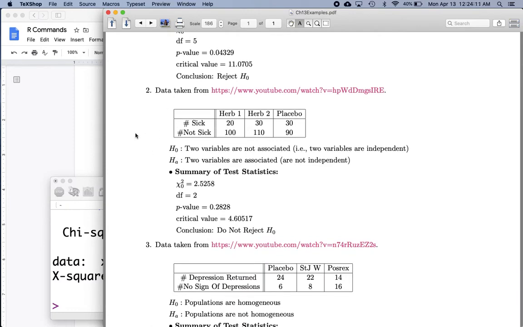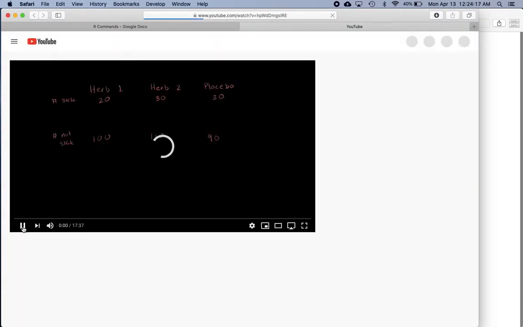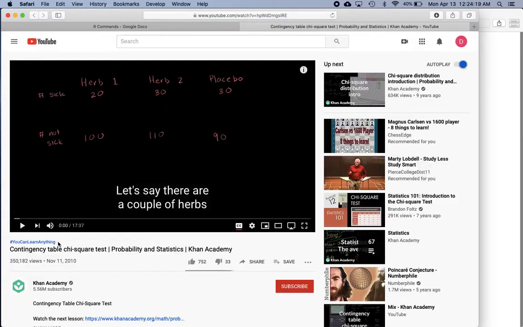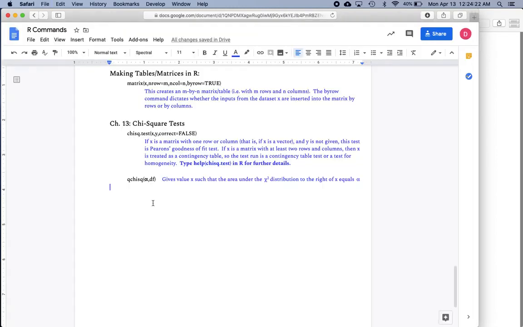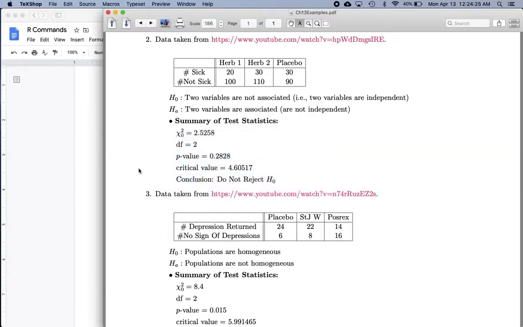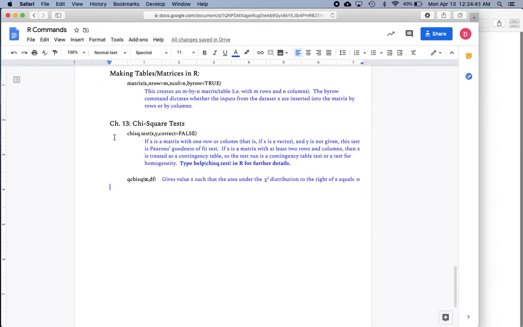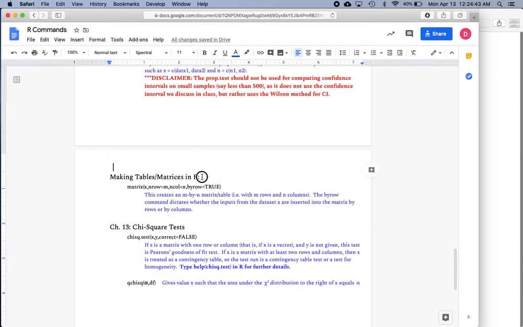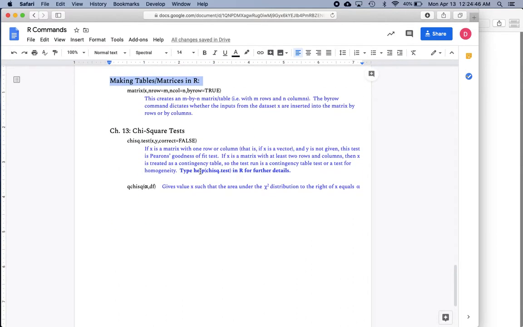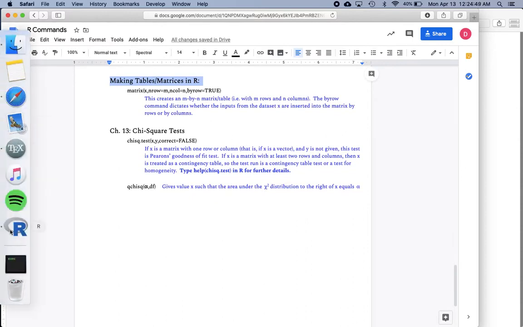Also, number 2, so this is data taken from the second video. This is the video on the contingency tables. For number 2 and number 3, for the contingency tables and for the chi-square test of homogeneity, you have to input your data as a matrix. So I'll show you how to make a matrix. The commands for forming a matrix I've also put in R, so these are the values here. So that's the commands for making a matrix in R.